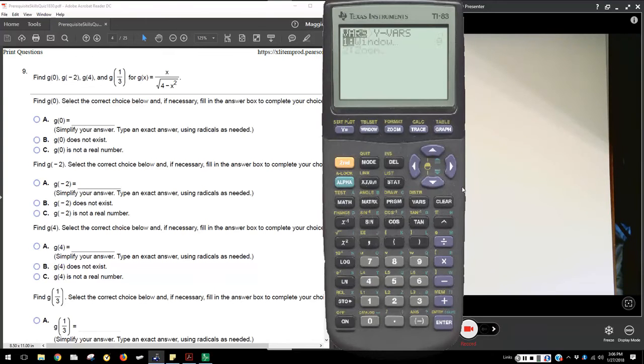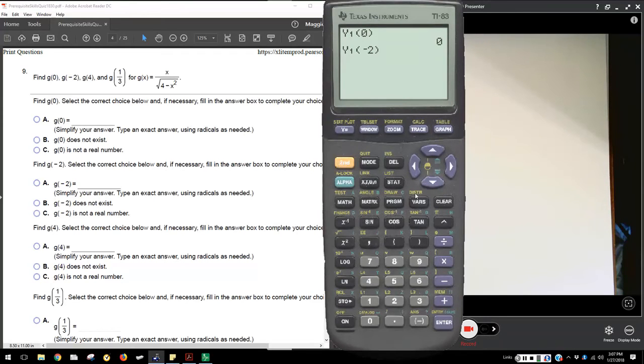If we go to vars again, I'm going to keep doing vars to remind you how you can get your y1. So y1 of -2. It says you can't do that. You're going to divide by 0, and that's because if you put in -2 and square it, you get 4 minus 4 under the radical. The square root of 0 is 0, and you can't divide 0 into -2. So that one is not a real number.